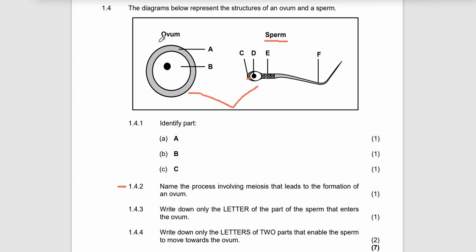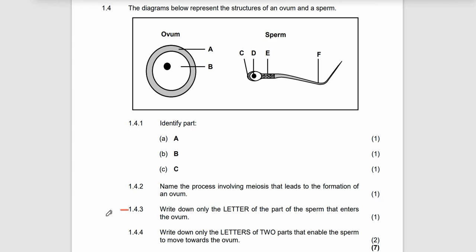We call that process spermatogenesis. However, on the side of the female, meiosis also occurs, so that the ovum can be formed as a sex cell, and we call that process oogenesis. So in the female it's oogenesis, and in the male it's spermatogenesis. In this question, we have to name the process that leads to the formation of an ovum. So the correct answer is oogenesis. That's how it goes. I think you get it, guys. Let's move to 1.4.3.